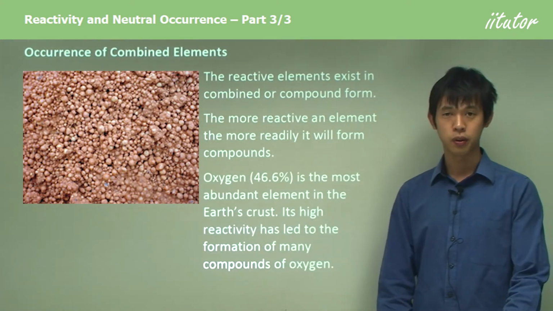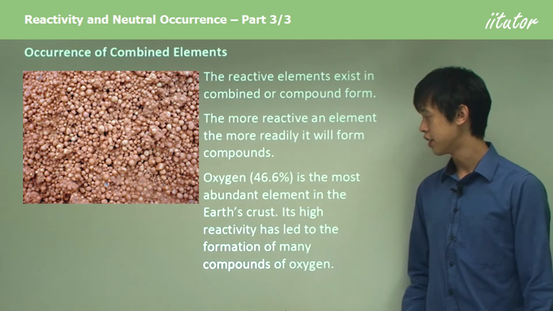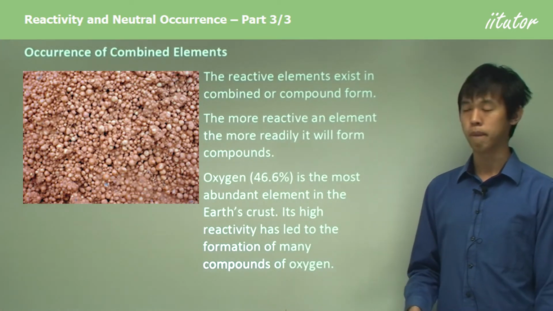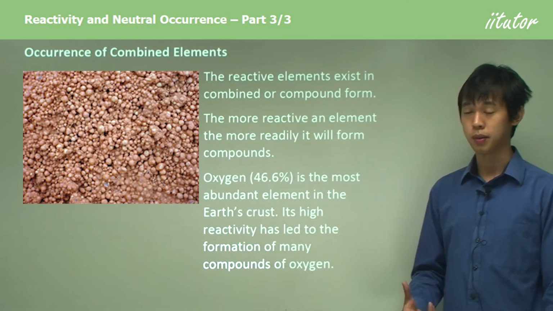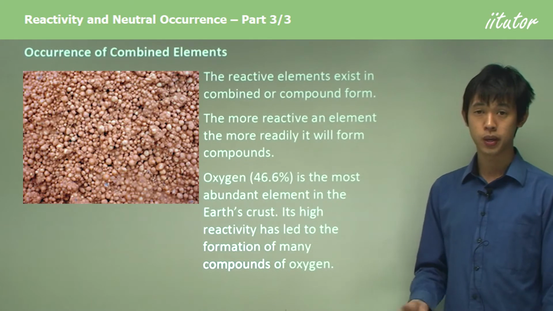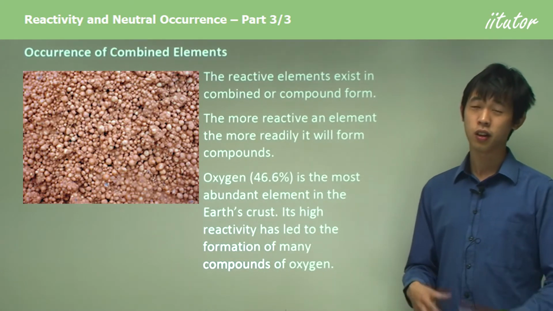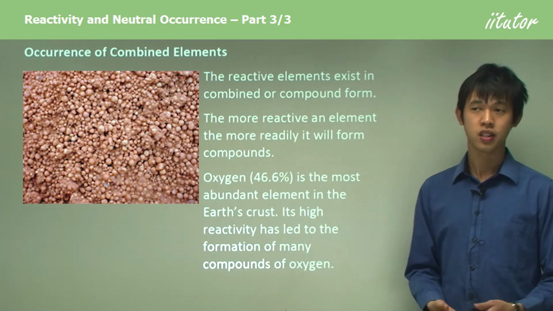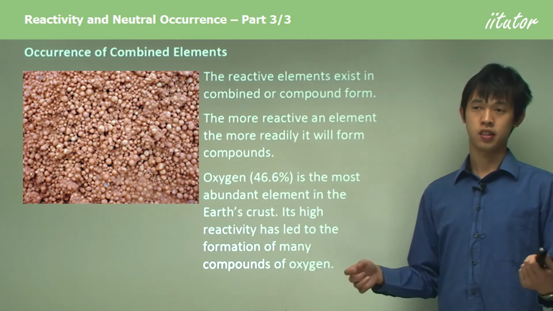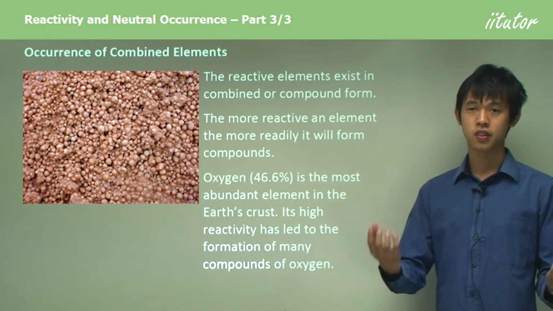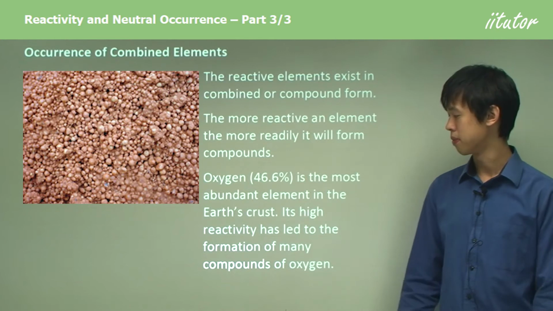Now oxygen, as we brought up in the first slide, is the most abundant element in the Earth's crust, okay? So it's one of the most abundant elements in the Earth, and its high reactivity has led to the formation of many compounds of oxygen. So we have lots of oxygen compounds in the ground, and those are those mineral ores that Australia has been profiting off. So we dig them out of the ground, send them away, they get refined into pure metals, and then we have all these pure metals that we can use.